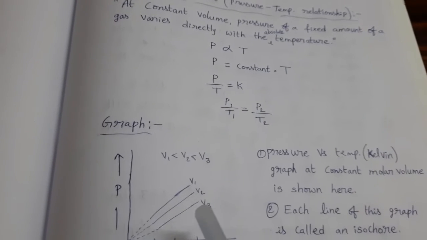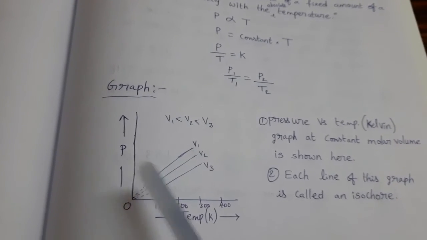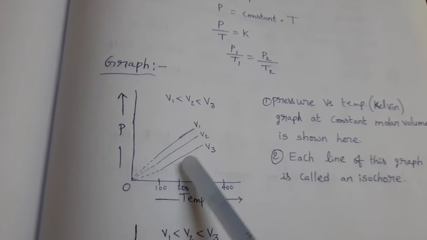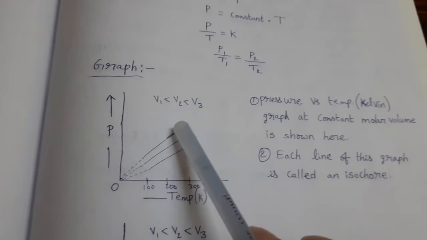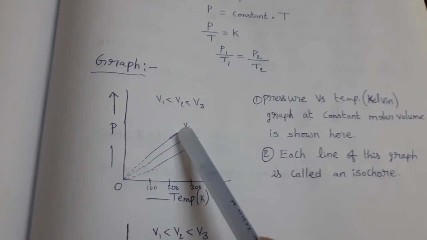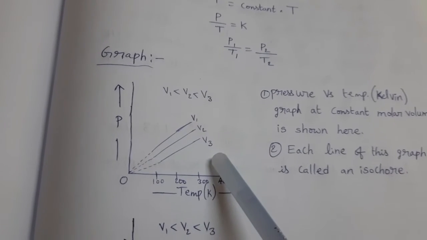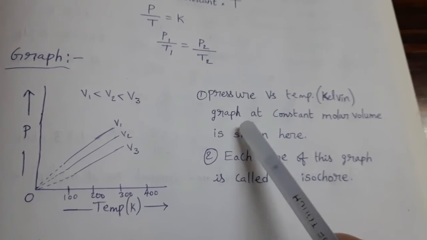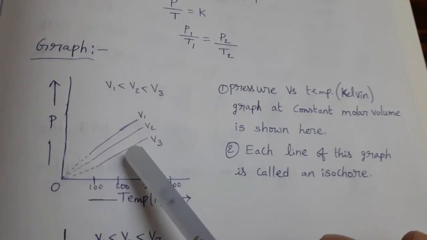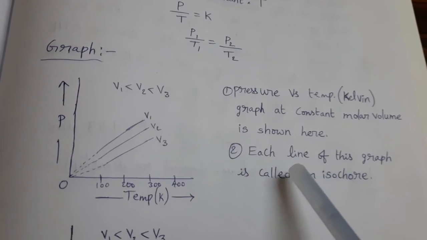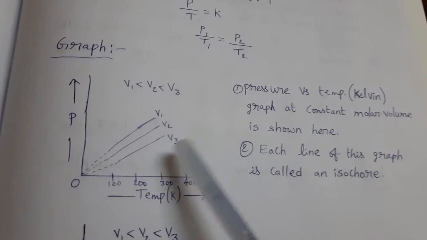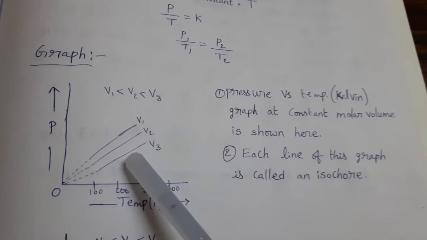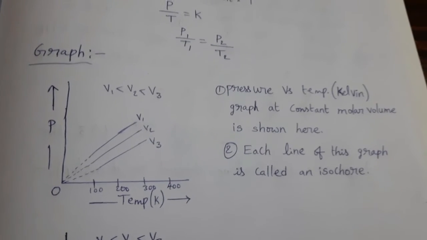So related to this, see the graph. Pressure is taken on y-axis, temperature in Kelvin scale is taken on x-axis, then we can get a straight line passing through the origin. At different volumes, it is at constant volume V1, constant volume V2, constant volume V3. Pressure versus temperature in Kelvin graph at constant molar volume is shown here. Each line of this graph is called an isochore. This is one isochore, another one, because each curve is drawn at constant volume, so these are called isochores.